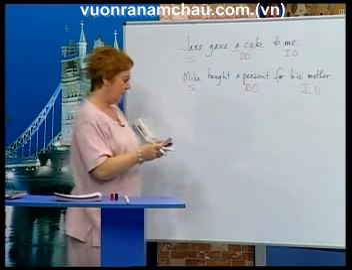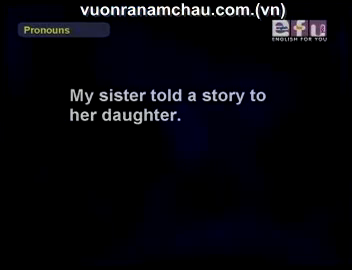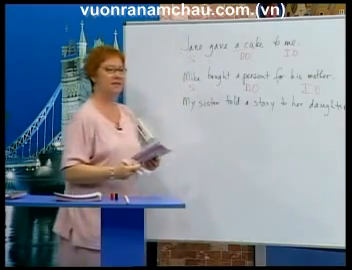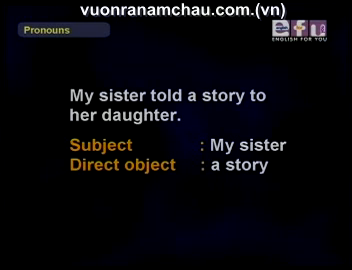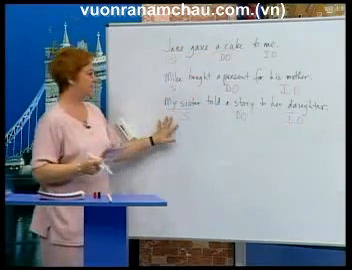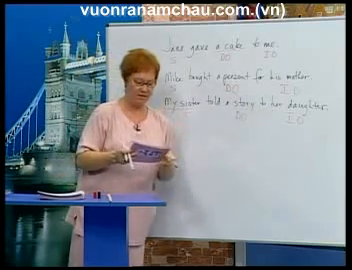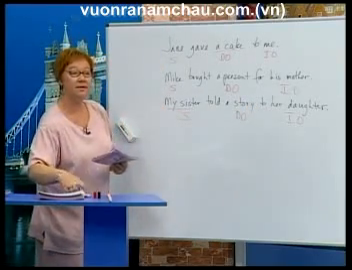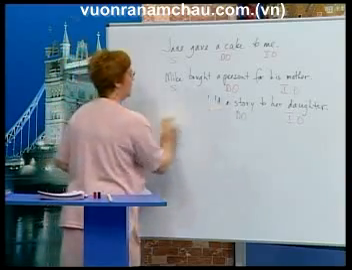Okay, and here comes another one. My sister told a story to her daughter. Okay, Ollie, the sentence is for you. My sister is the subject. Story is the direct object. Her daughter is the indirect object. Yes, good. Okay, so my sister told a story to her daughter. All right, now let's look at a couple of more examples that are the same but different.